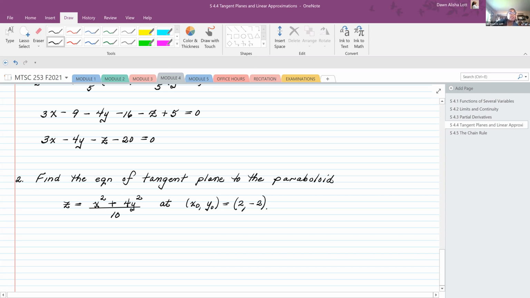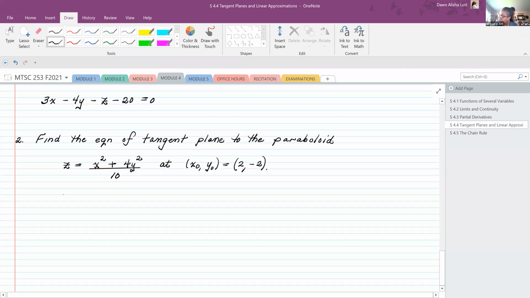Okay, so we need to find z naught. It's going to be negative 2 squared plus 4... Nope, this one's positive. Plus 4 times negative 2 squared over 10. So that's 4 plus 16 over 10.